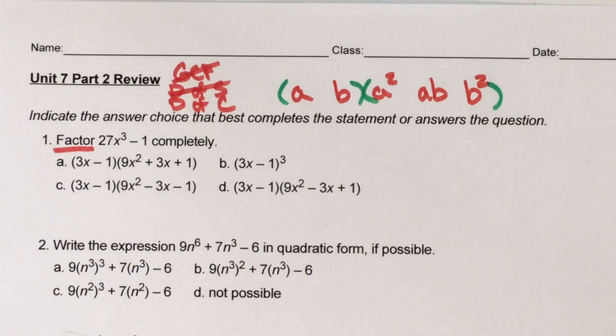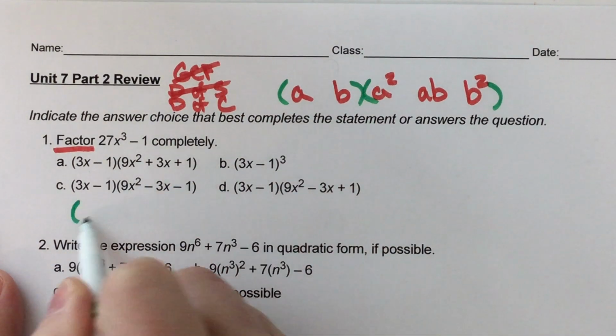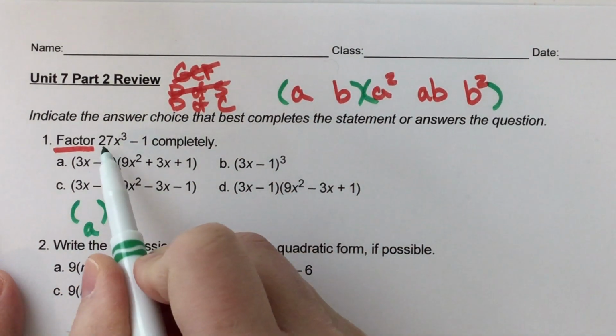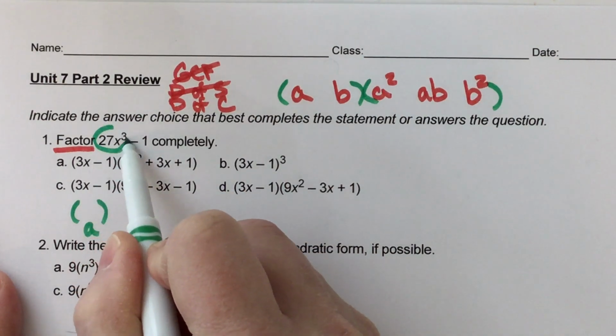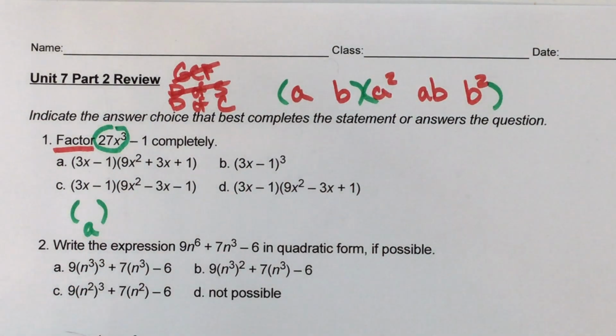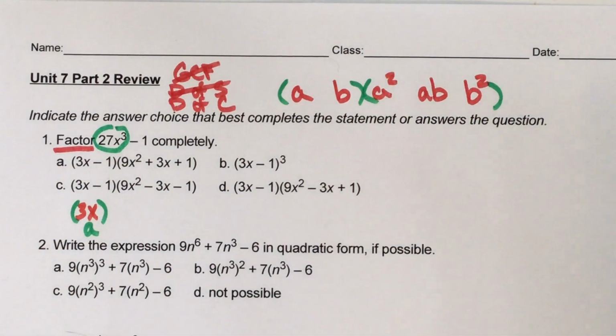All right. So I know you guys that don't have me as a teacher have not done that before, but that's okay. So first we need to figure out the A. What times what times what makes 27x cubed? 3x. 3 times 3 times 3 is 27. x times x times x is x cubed.